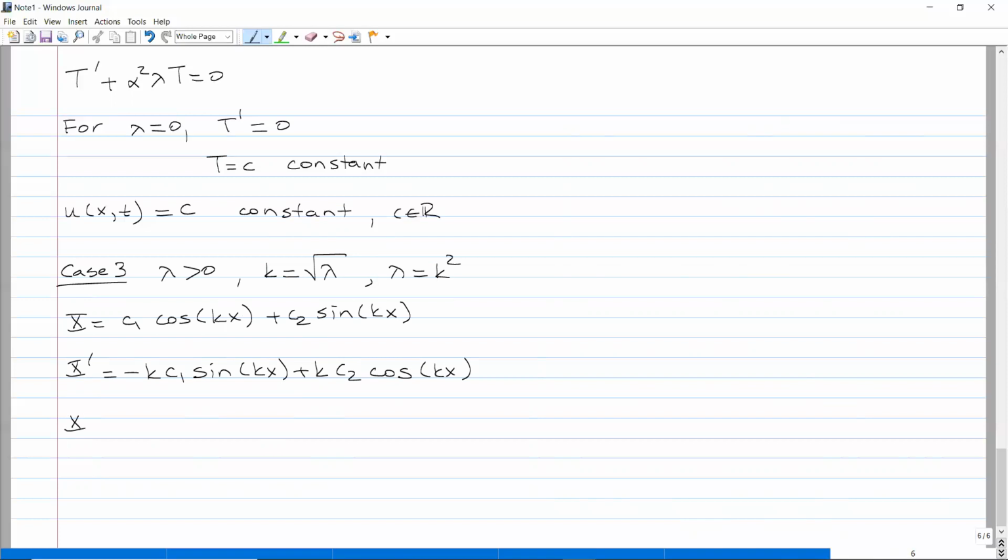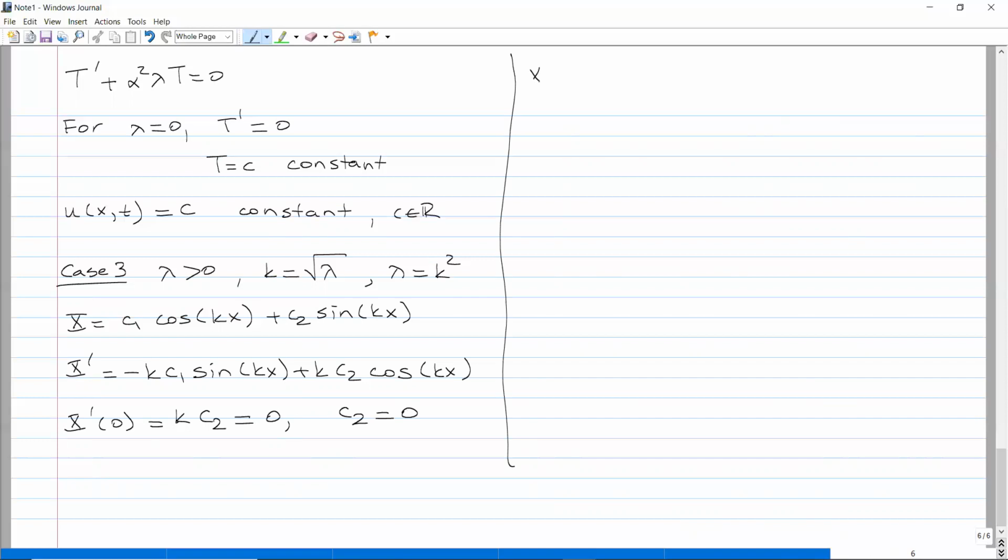So the boundary condition x prime 0, if you put x equals 0, sine 0 is 0, cosine 0 is 1, so we get k times C2. If you take it equal to 0, we get C2 equals 0. So you see the difference now. C2 is 0, so we don't have the sine function in the solution. We are just going to have the cosine function. So instead of a Fourier sine series, we are going to obtain a Fourier cosine series.